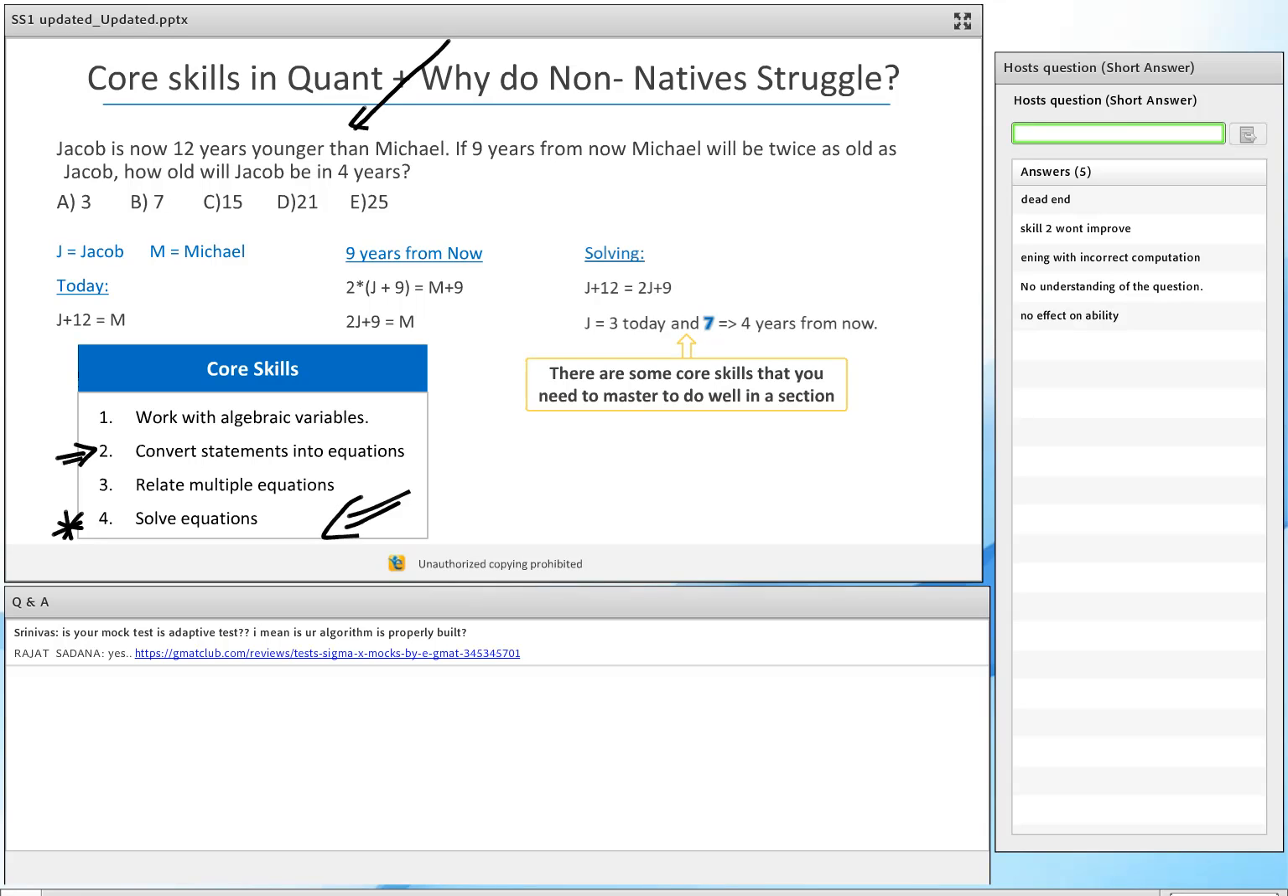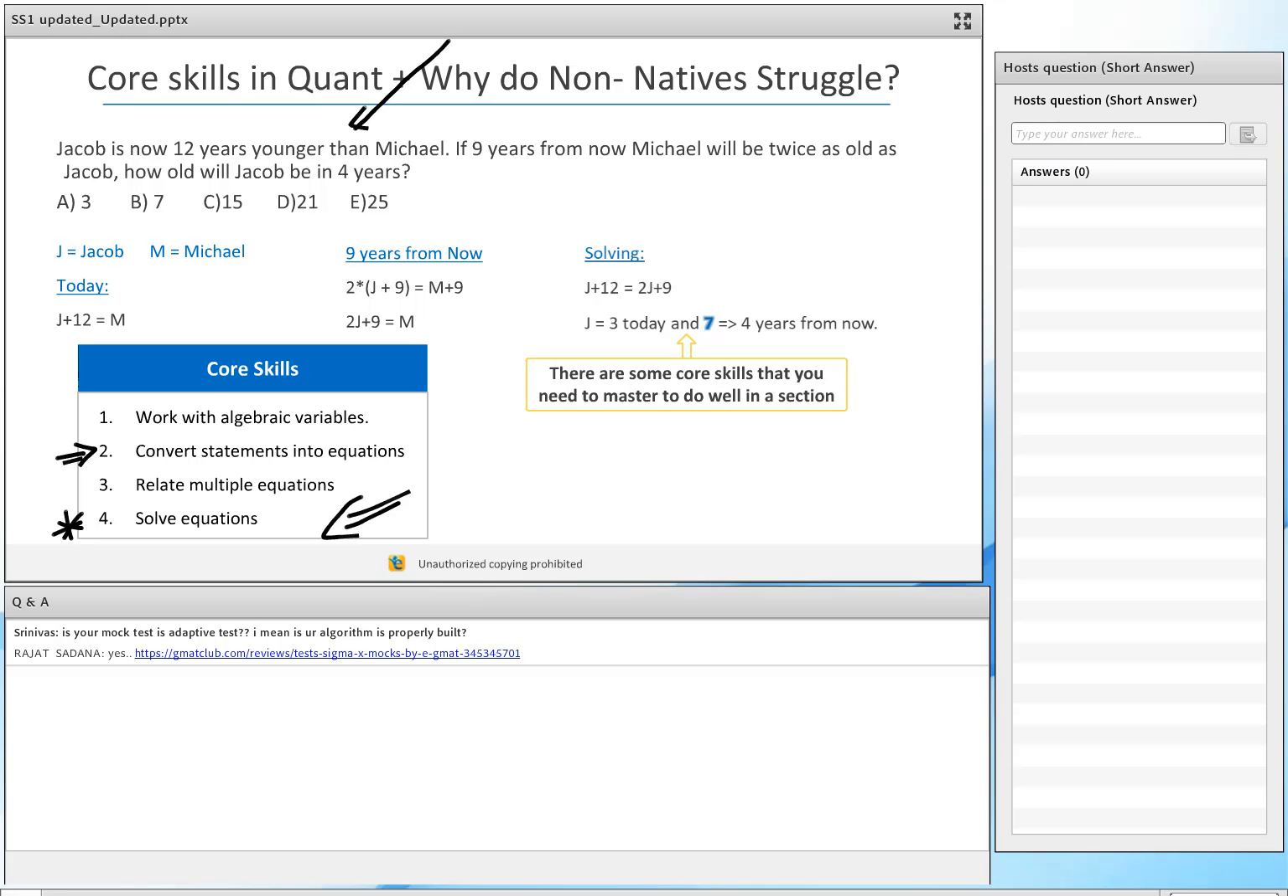your overall score? Now, many of you may be wondering, okay, I understand these neatly defined core skills exist in quant, but do the same skills exist on the verbal side of things as well? How many of you are wondering about that? You say, I understand quant is this neatly defined section. You have these core skills that exist. What about verbal?